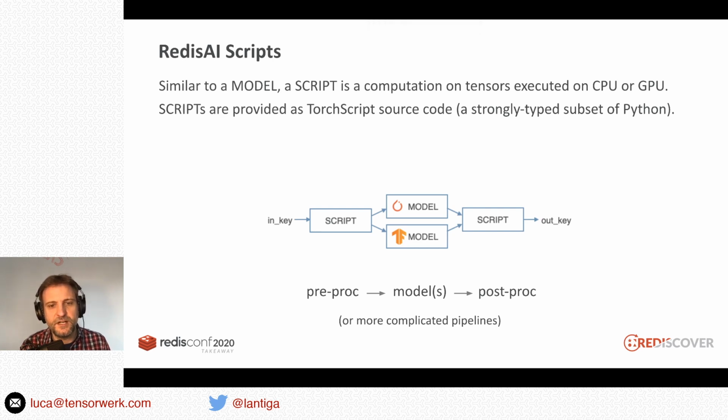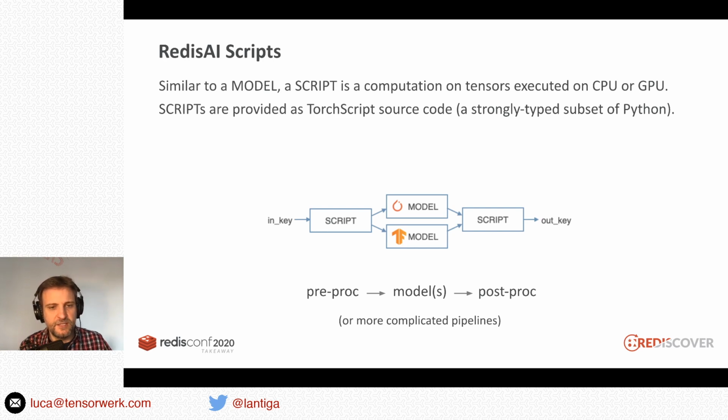RedisAI scripts can be used, for example, for executing pre-processing steps that you don't want to actually trace or export. Or if you have even a TensorFlow model and you need to do some pre-processing without actually creating a specific TensorFlow model for that step and exporting it, you can simply manage it with a TorchScript. So TorchScripts can be used both with PyTorch models, but also with models from other backends. Same thing for post-processing.